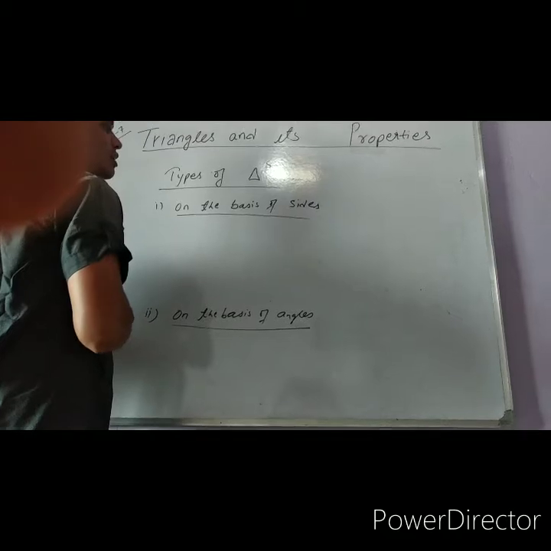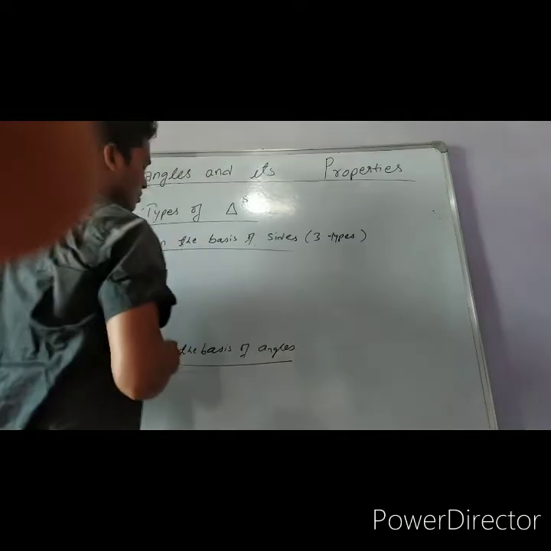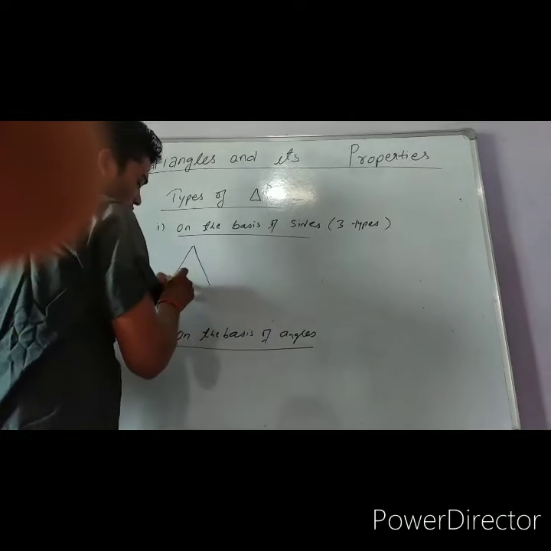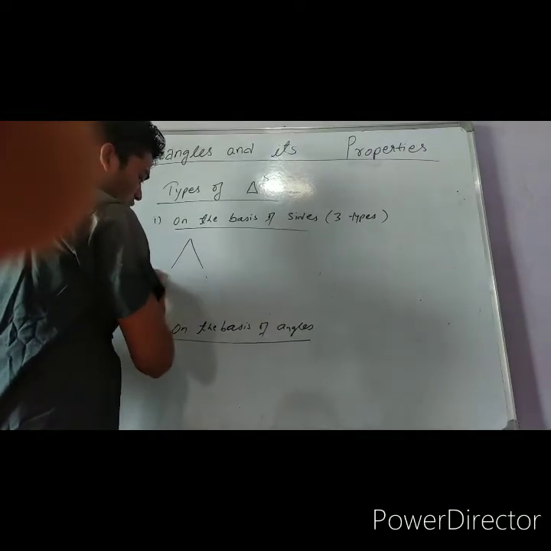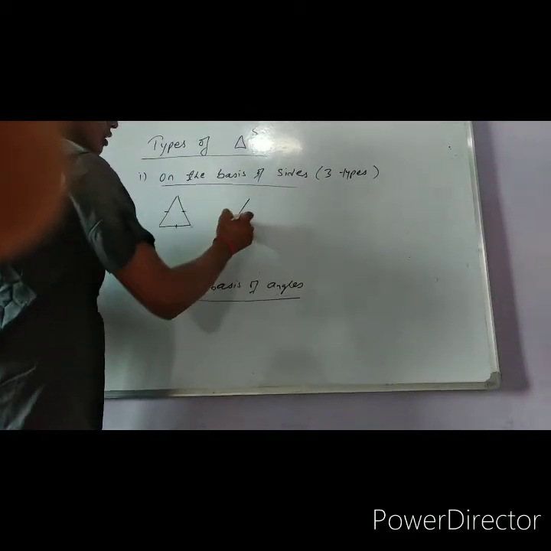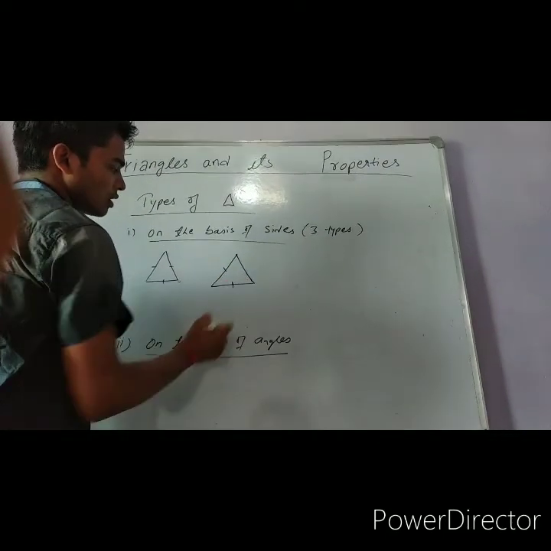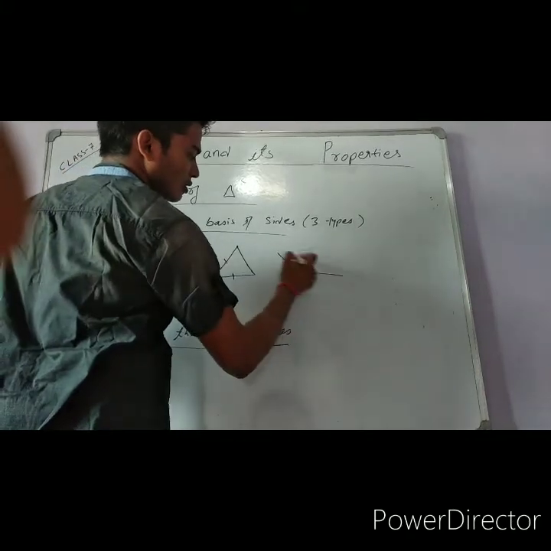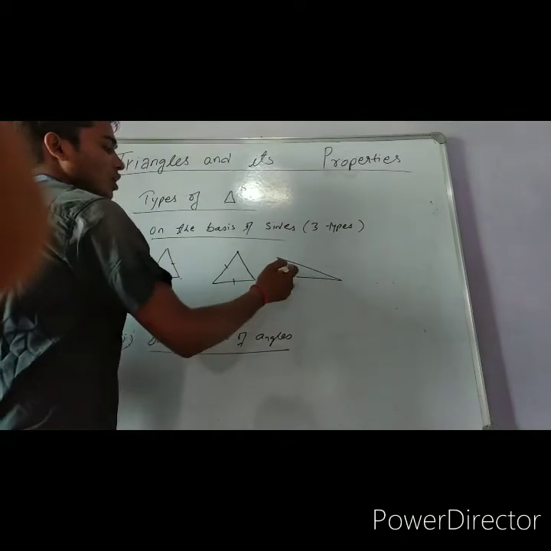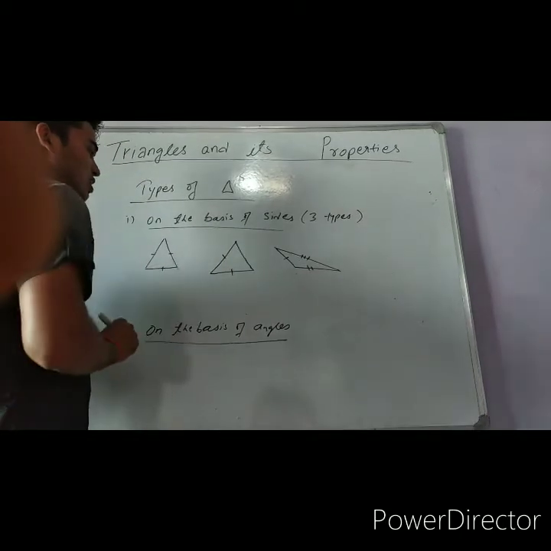There are 3 types of triangle on the basis of sides. The condition is either all sides are equal, or two sides are equal, or none of the sides are equal, meaning all sides are different. So there are three cases of triangle.